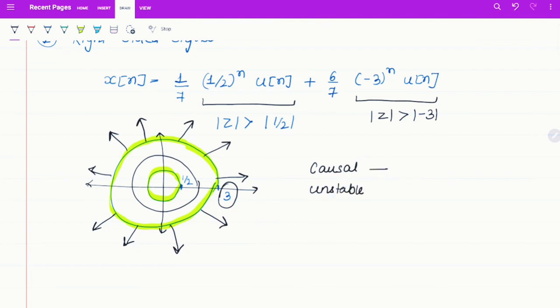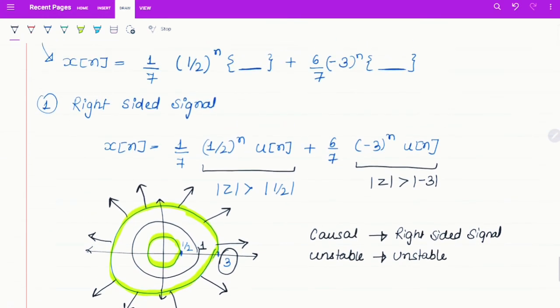Why is this a causal signal? Because this is a right-sided signal. And what makes this unstable? Because the ROC doesn't contain the unit circle. That's why it is unstable.